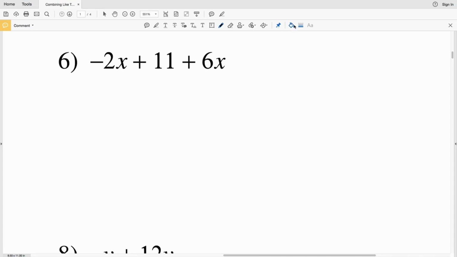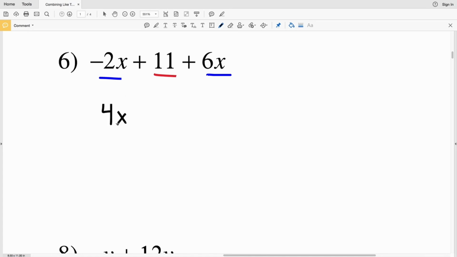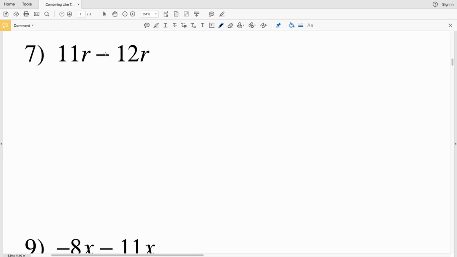Number 6, we're going to combine the negative 2x and the positive 6x. And the 11 is going to remain by itself. Negative 2x plus 6x is 4x, and then we still have plus 11. So 4x plus 11. For number 7, we're combining 11r minus 12r. So we have a positive 11r and we're taking away 12r. That's going to leave us with negative 1r, which is simply negative r.